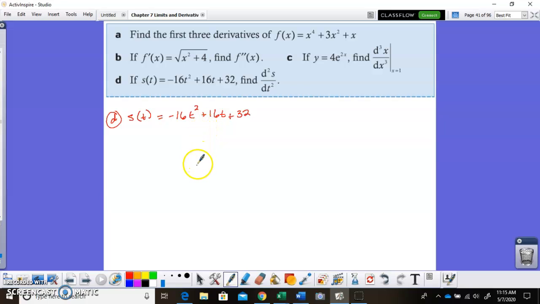And then when we go to the next derivative, because it's asking us for the second derivative, well, what is the change in velocity? The change in velocity is acceleration. So that's kind of the first piece of why one of the reasons we do derivatives. So let's take the first derivative, and that's going to get us negative 32t plus 16. And then let's take the second derivative, and that's going to get us negative 32. And what that's telling you is that's your acceleration.